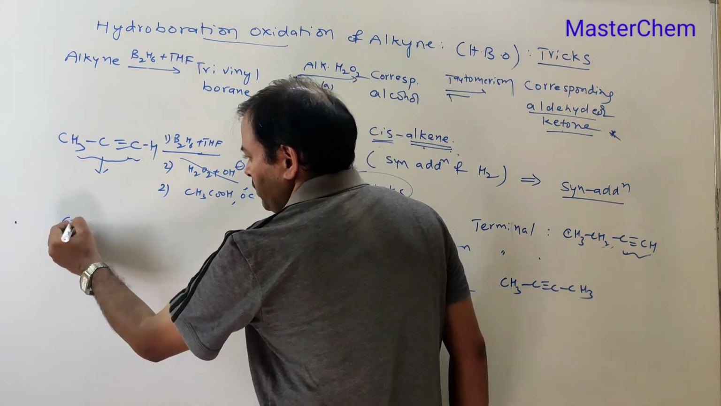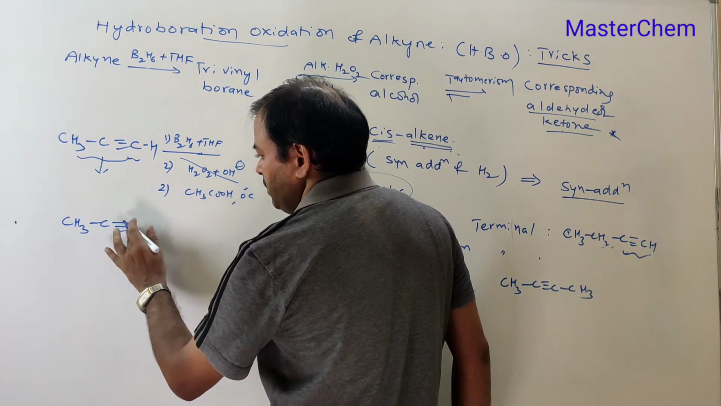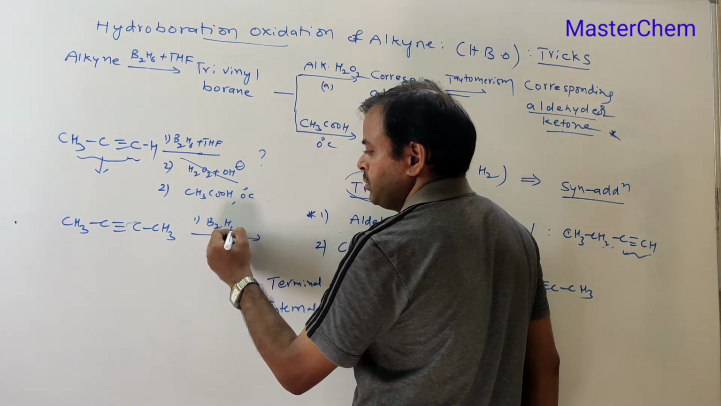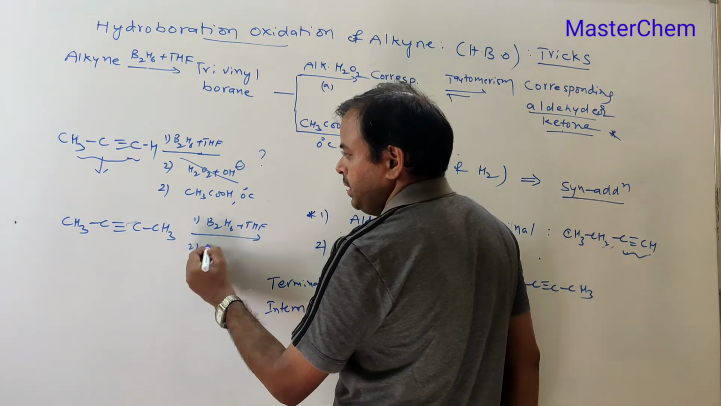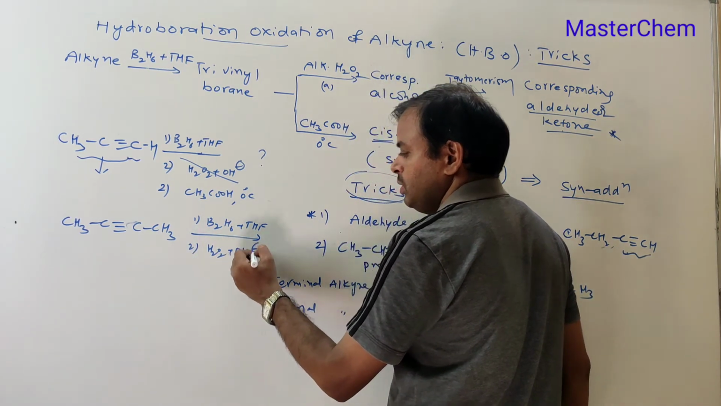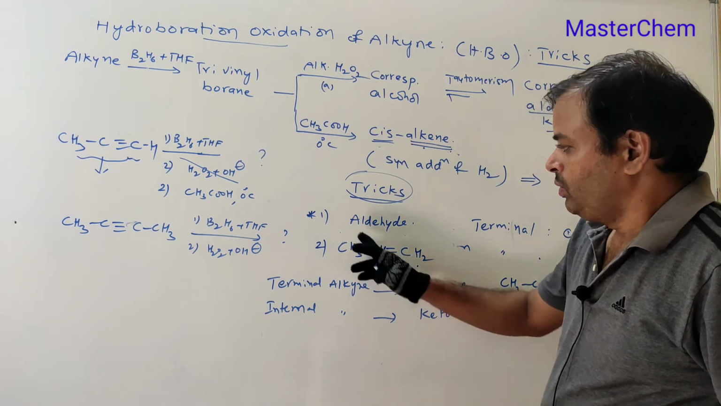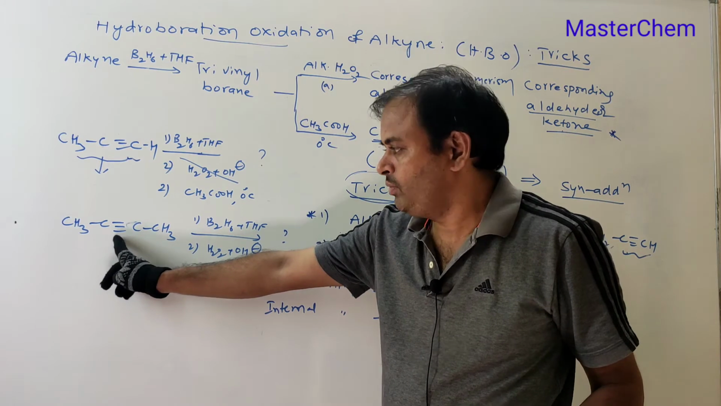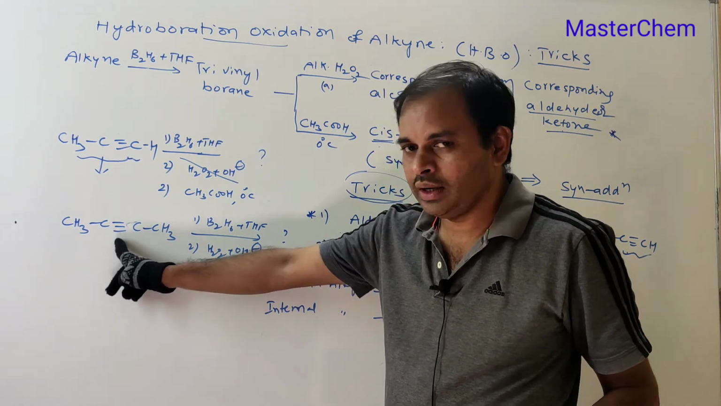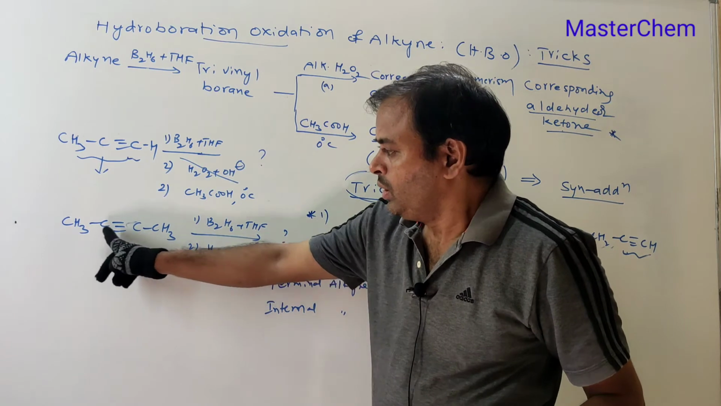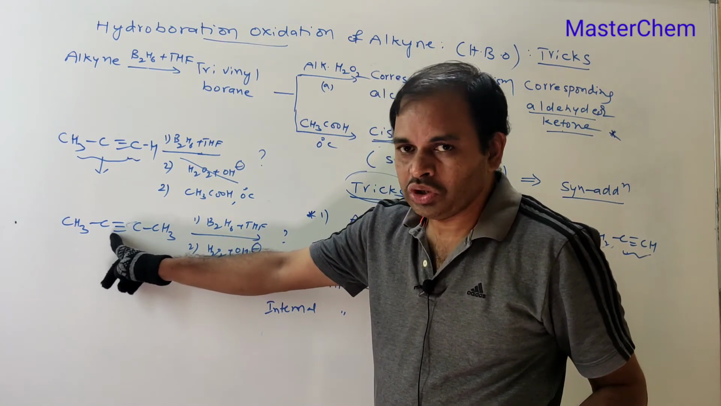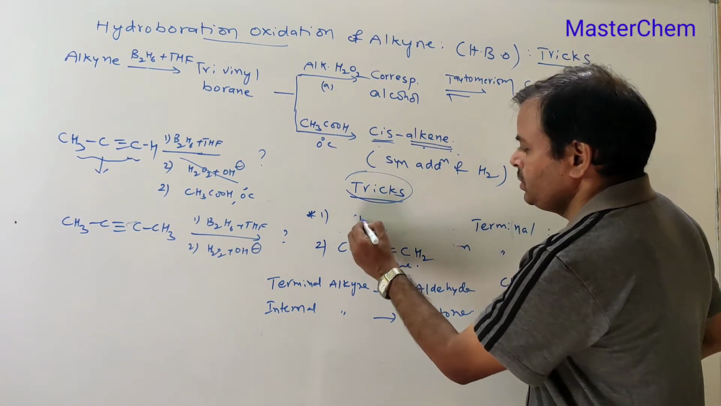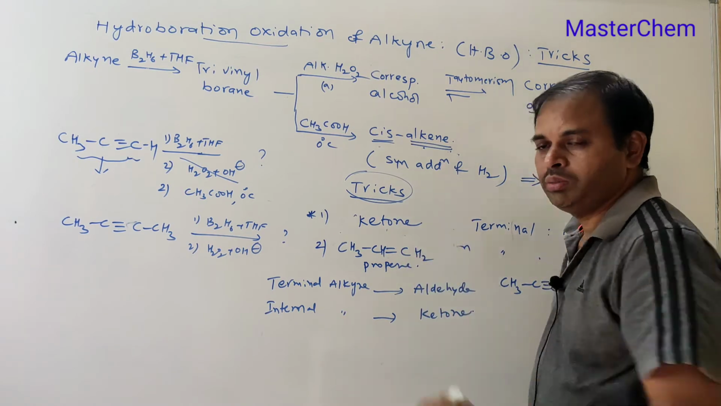Okay, one more example I am giving. CH3C triple bond C CH3. First B2H6 plus THF and second H2O2 plus OH minus. What is the product? What is our first conclusion? You should conclude whether it is terminal or internal. It is internal, so the triple bond is at the middle position. That's why it is an internal alkyne. If it is an internal alkyne, what is the product? Ketone is the product.